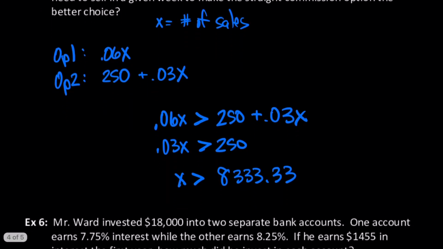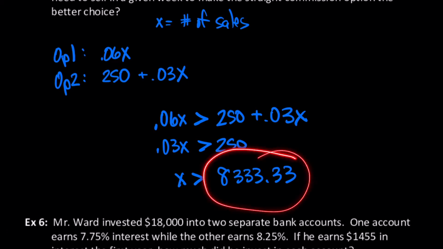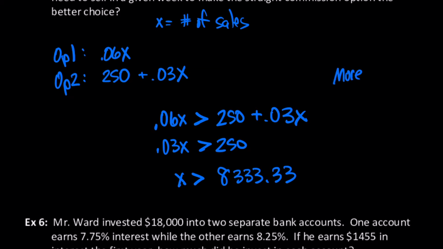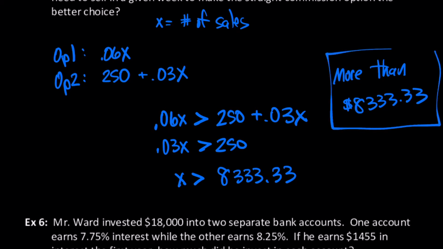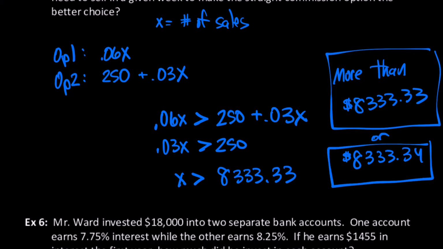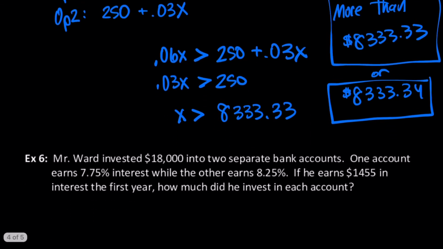So there's a couple ways you can word this. You can't say this amount because that's break even. They would both be the same. So you can word it something like more than $8,333.33. That's fine. Or if you just want to go 1 cent more and say something like $8,333.34. One of those two, but you cannot say this because that's not better. That's equal. All right, so either one of those options. All right, next example here.